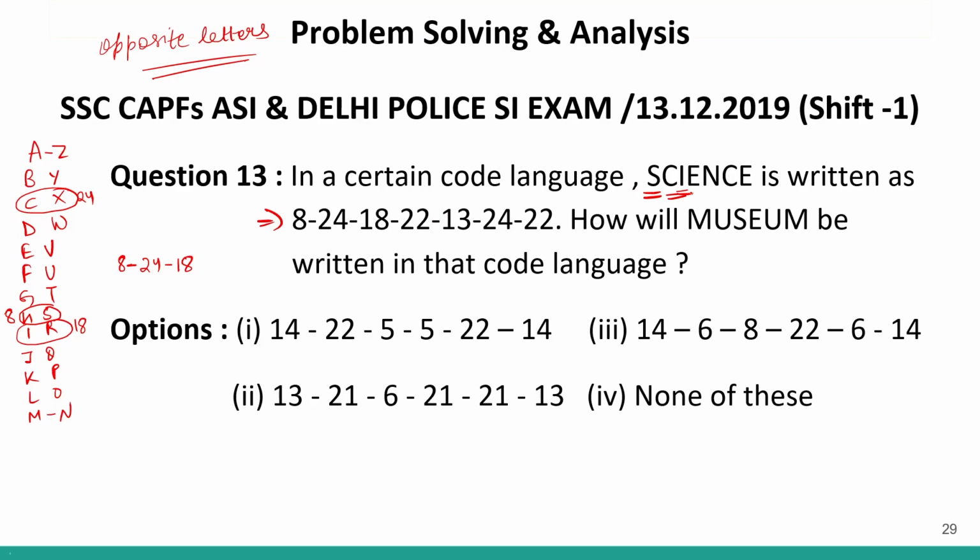So let us continue. E's opposite word is V and V's code is 22. Similarly, N's opposite word is M, code is 13. And C again is 24. C's opposite word is X, which is 24. And E again is V, which is 22. So this is my code: 24, 18, 22, 13, 24 and 22. Okay. So similarly, we'll find the code for museum.